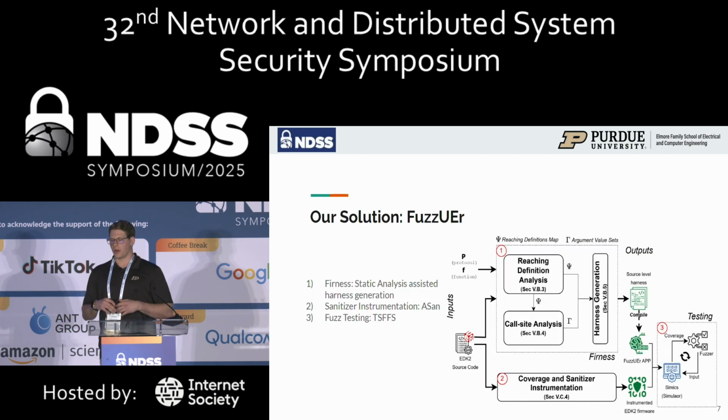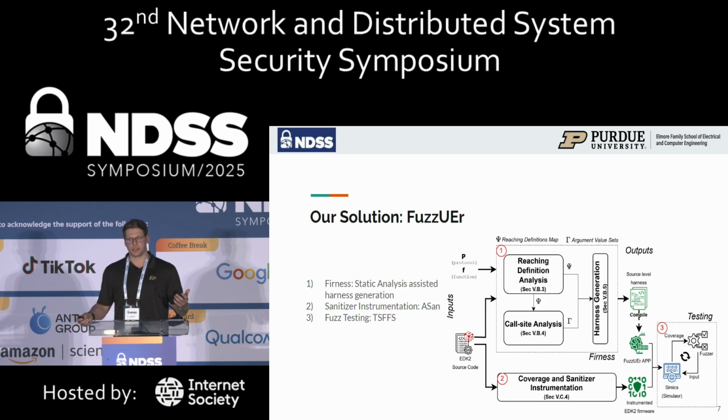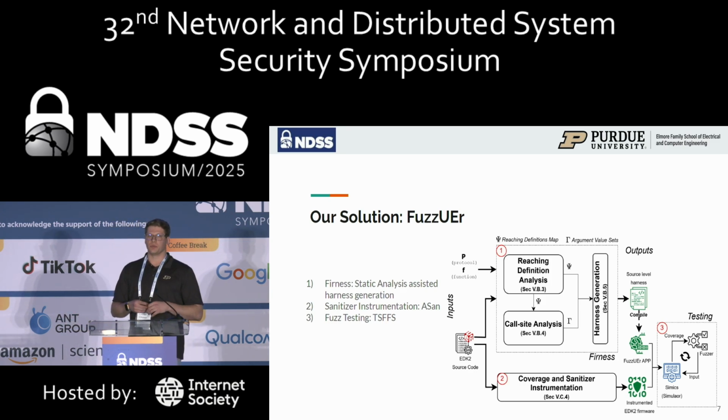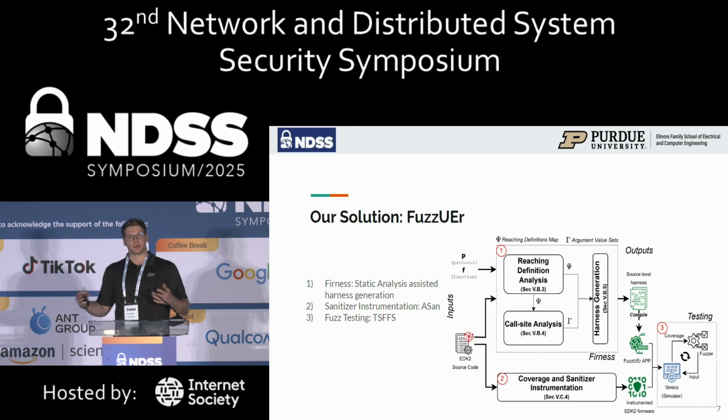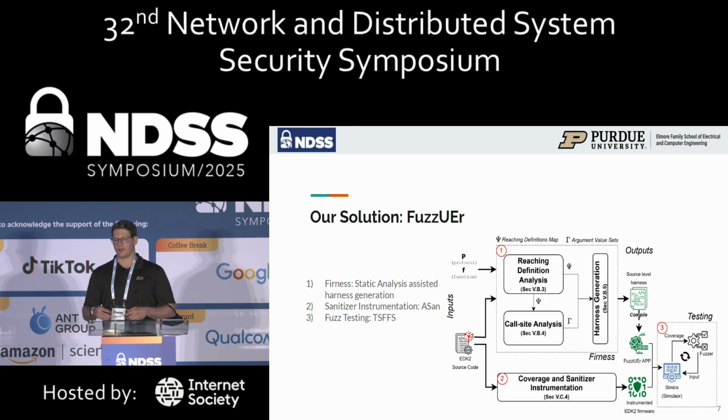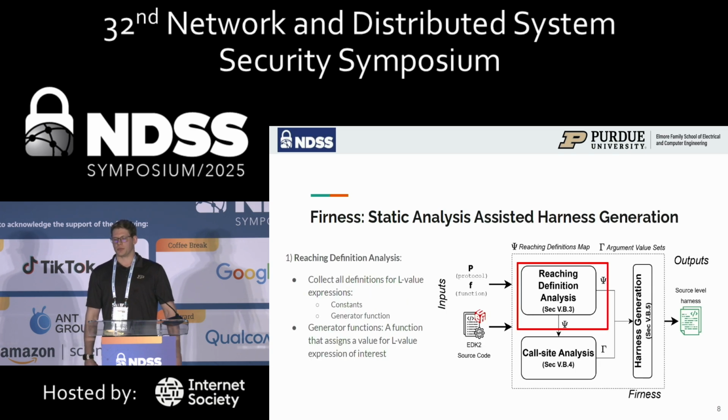Our tool, FUZZUER, has 3 components. There's FIRNESS, which is our static analysis assisted harness generation, and that's where we do templated harness generation. I'll explain most of that here. Then we have sanitization. We had to add support for ASAN within the low-level environment. And then finally, the fuzzer itself. So let's talk about FIRNESS.